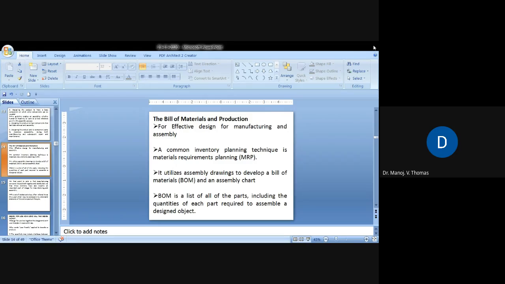The bill of materials and production. The bill of materials is a term actually used in the manufacturing section. This is used for the effective design for manufacturing.